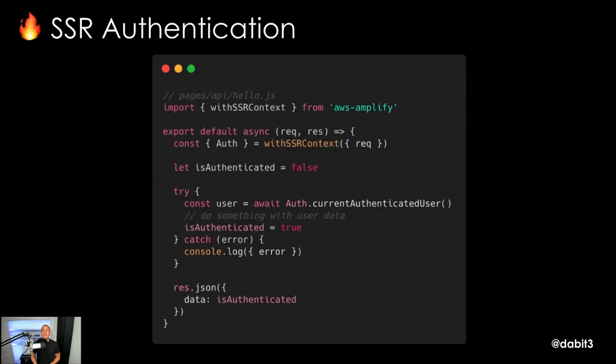Here is an example of an API route, and let's say we want to check if a user is authenticated in an API route. The only thing we need to do now would be, instead of just importing the API component, we would import with SSR context. And then in the actual function itself, we would destructure the auth class by passing in the request into with SSR context. And then now we can start making calls to determine if the user is there, and also what metadata is associated with the currently signed in user.